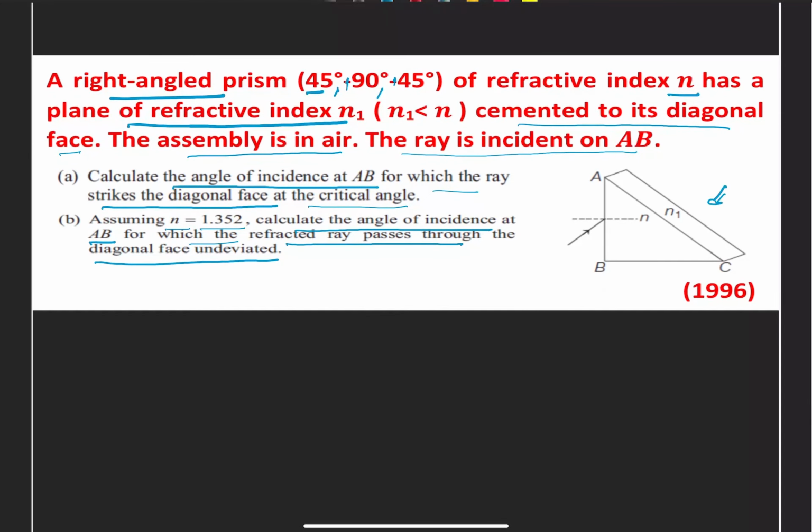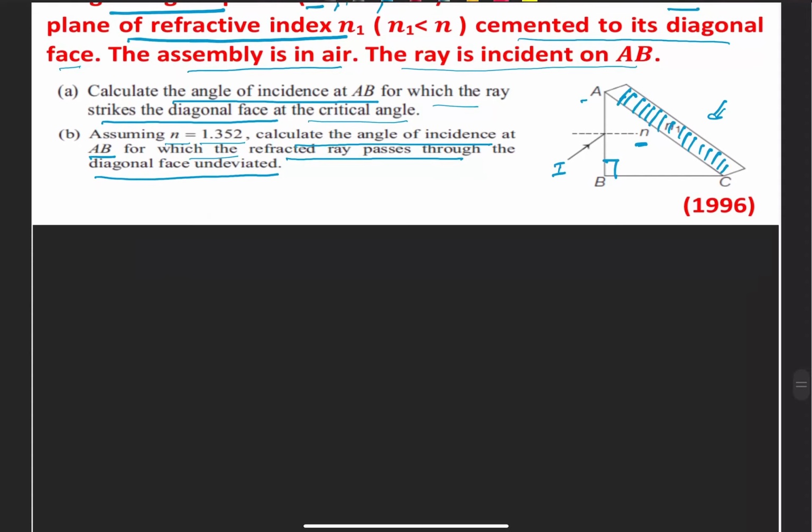We have a right angle triangle ABC, and there is a plane whose refractive index is n1, placed on its diagonal face. And n is the refractive index of the other face, that is of ABC, looking from the front, and the ray is incident on the side AB. So for the first part, we have to find out the critical angle.